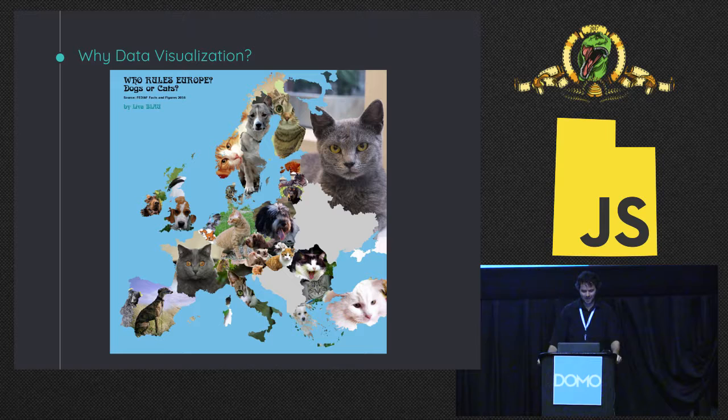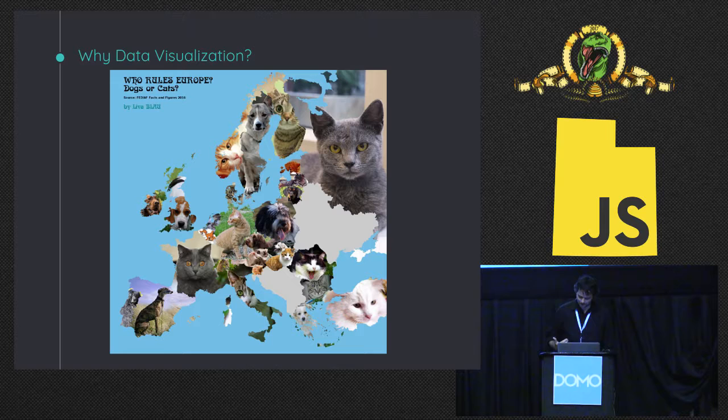Somebody decided to visualize which country likes dogs more and which likes cats more in Europe for all the data they got, and then put a picture of each of them there. Now, the idea is pretty cool, but I think it'd be more useful to show percentages. Although some of these pictures are pretty darn cute.